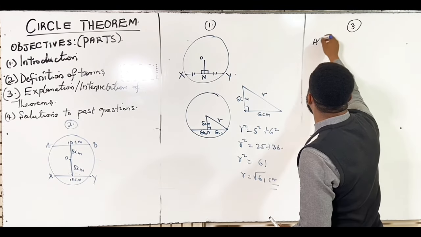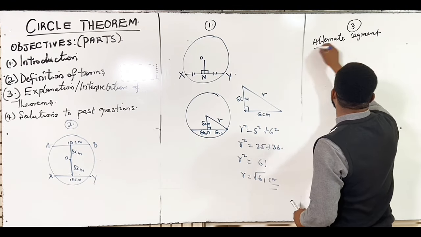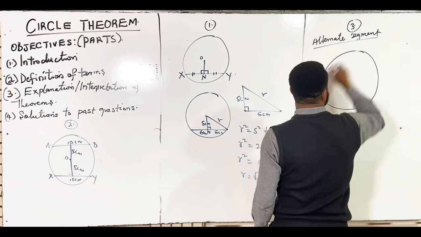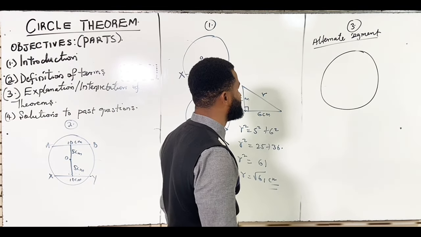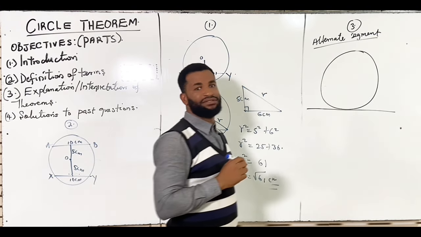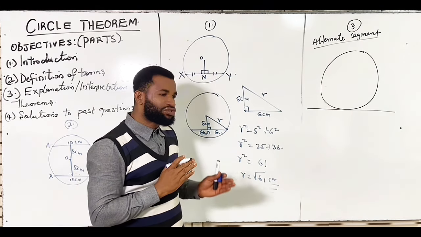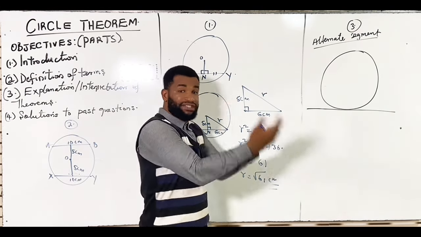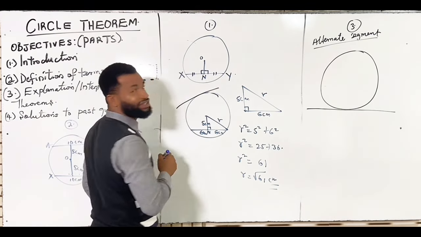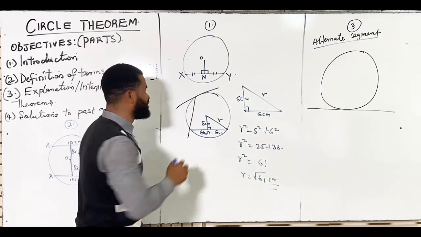Let me call that one alternate segment. The law says that if you have a circle and you have a tangent, this is a tangent. What is a tangent? A tangent is a line which touches the circle without passing through the circle. For example, this line here is a tangential line. But once it enters inside, it has become a chord. So this is a tangential line.